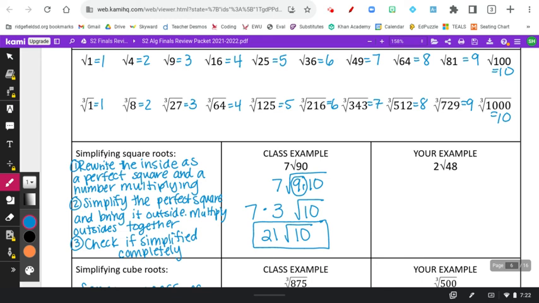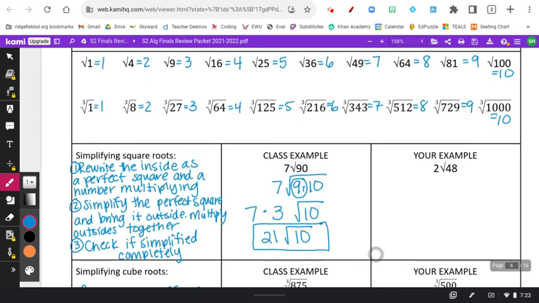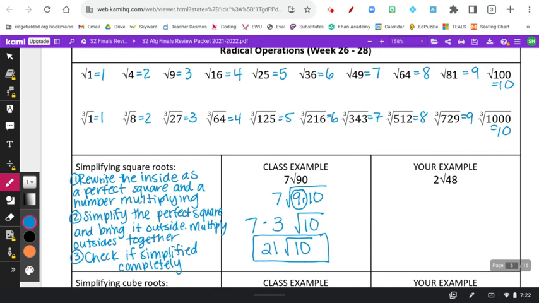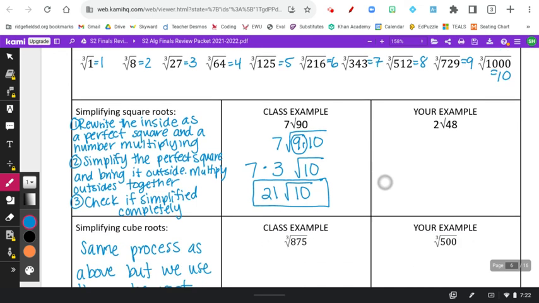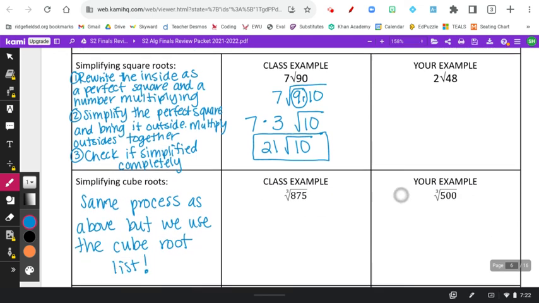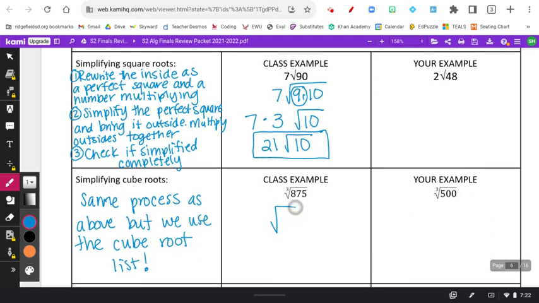All right, and I saw this 5 in the 875, so I knew I was going to try one of the numbers on this list that ended with a 5. So I did 875 divided by 125 in my calculator, and I got 7. So what that tells me is that I can rewrite my inside as 125 times 7.